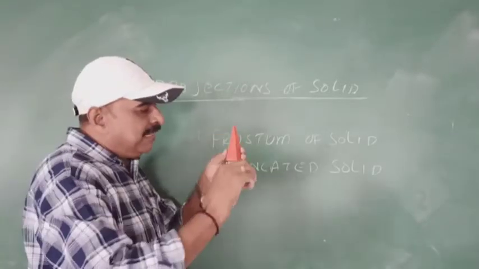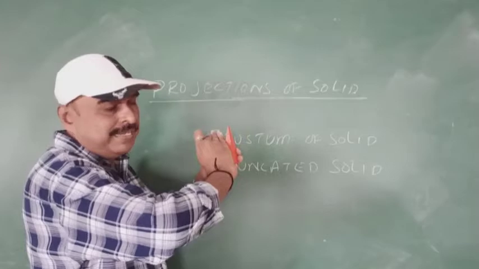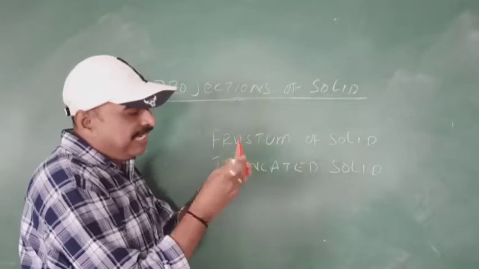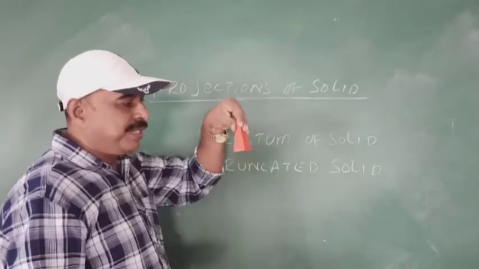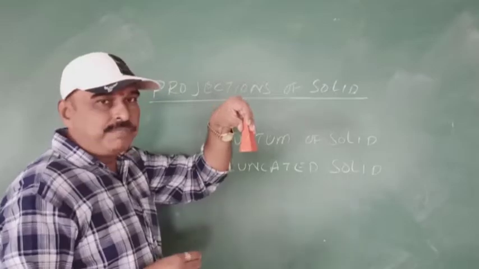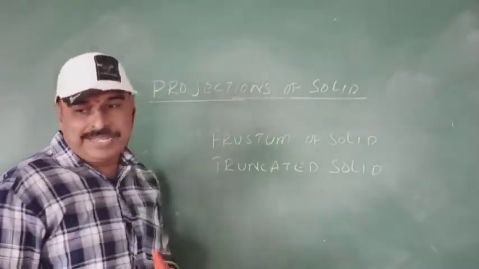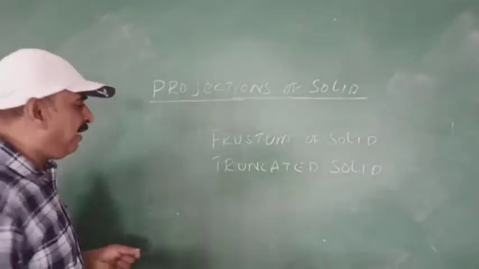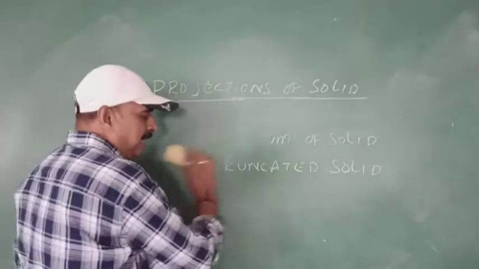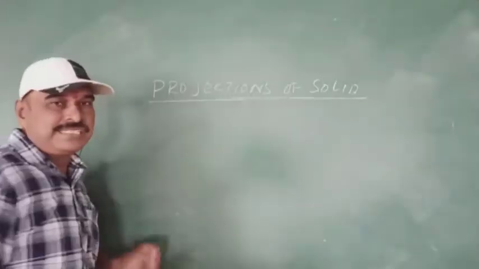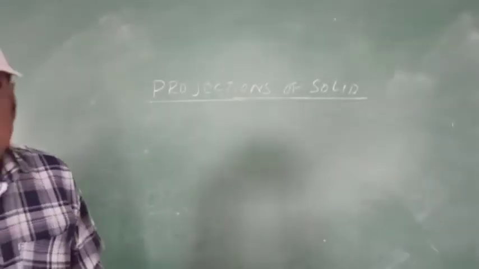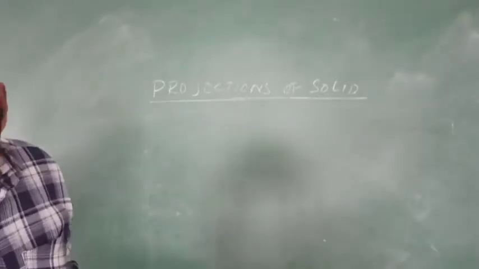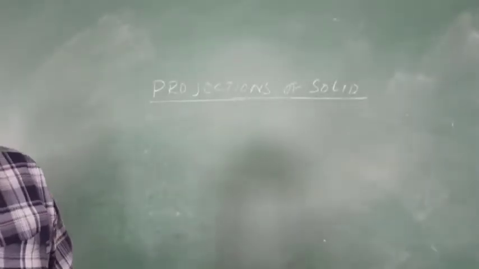if the pyramid is cut by a section plane having some inclination with the HP, and the cut portion is removed, the remaining portion is known as a truncated solid. The projections for truncated and frustrum of solids will be dealt with in the next unit, that is sections of solids. There we can clearly know what is a frustrum of solid and what is a truncated cylinder.